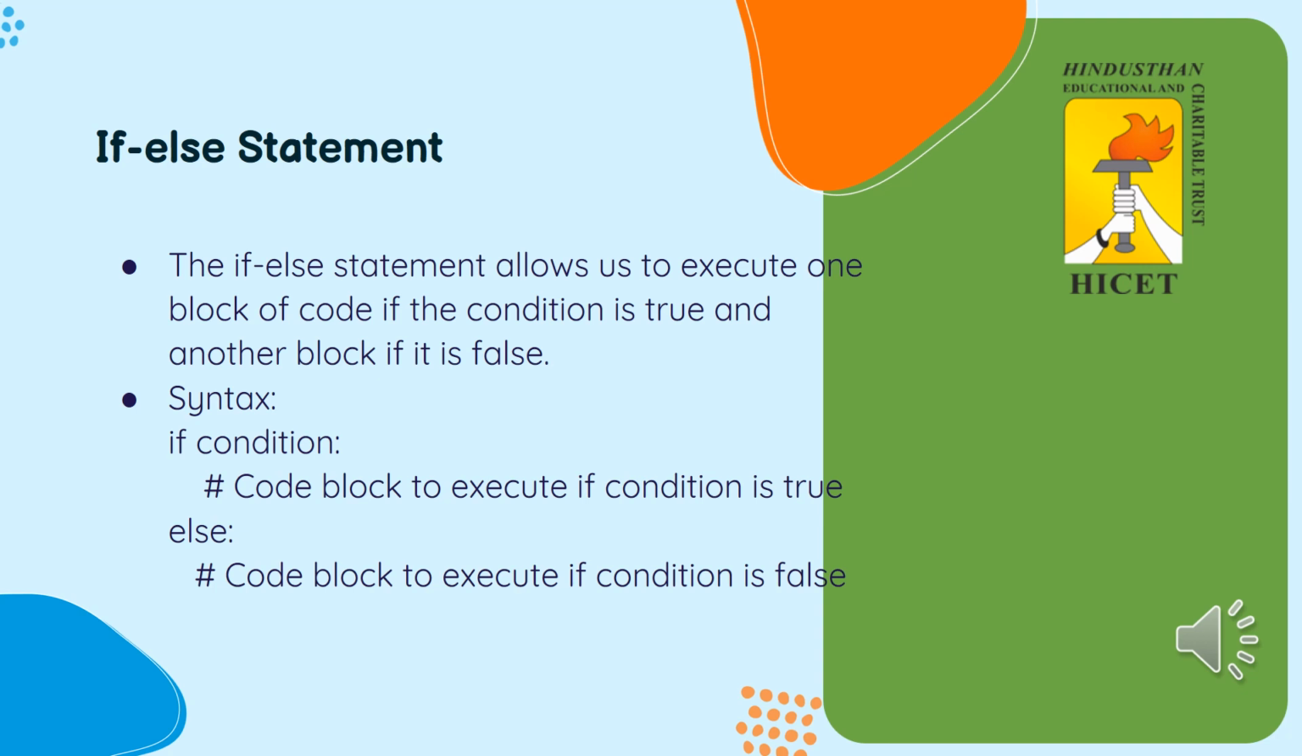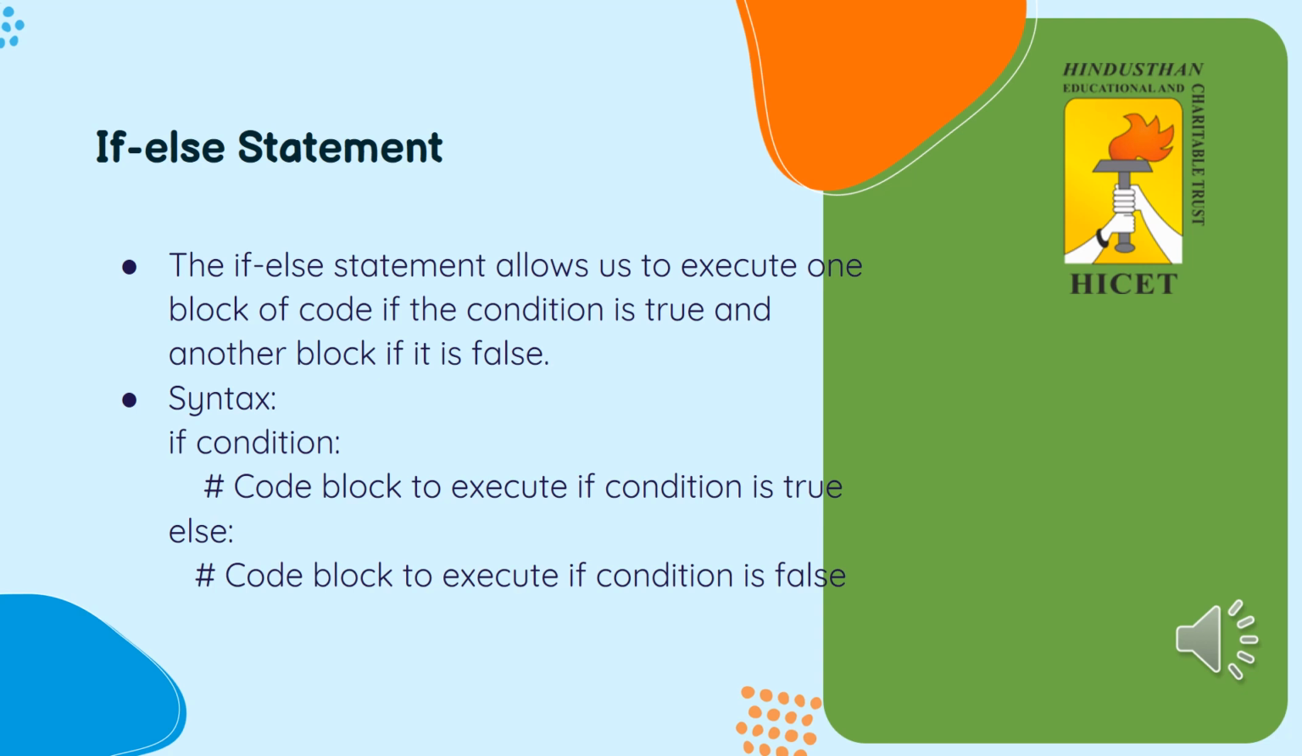Now we are going to provide an option. If this is true, you have to execute one certain block of code, else you can execute the other block of code. So if else statement allows us to execute one block of code if the condition is true, and another block of code if the condition is false. So we have to provide two blocks of code. The blocks of the code can be separated with the help of indent.